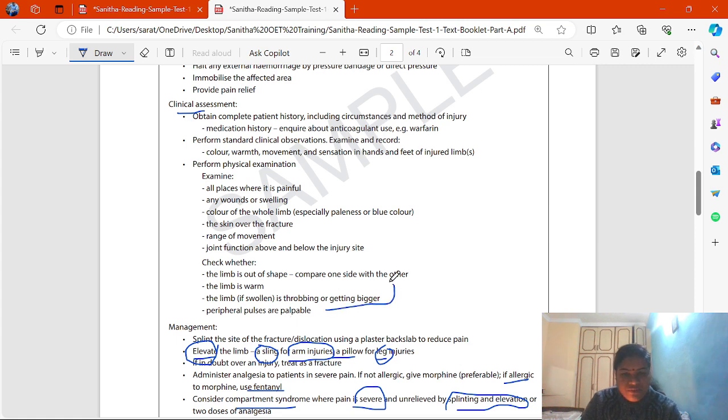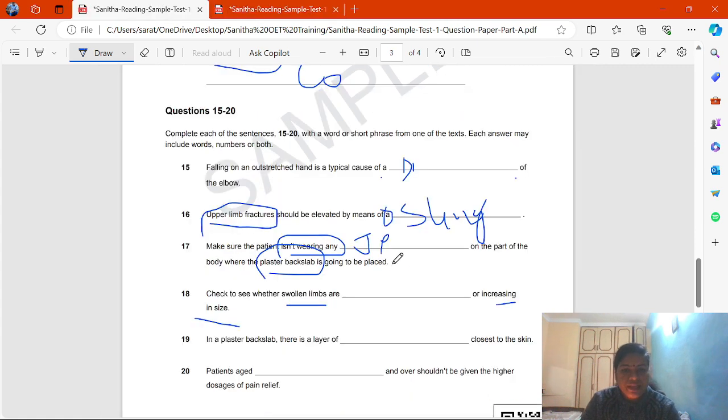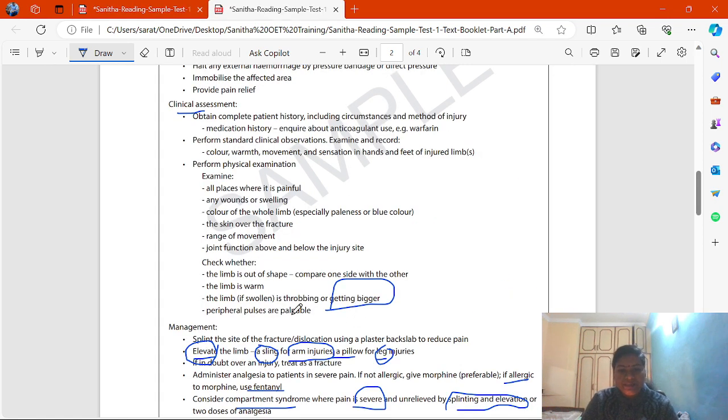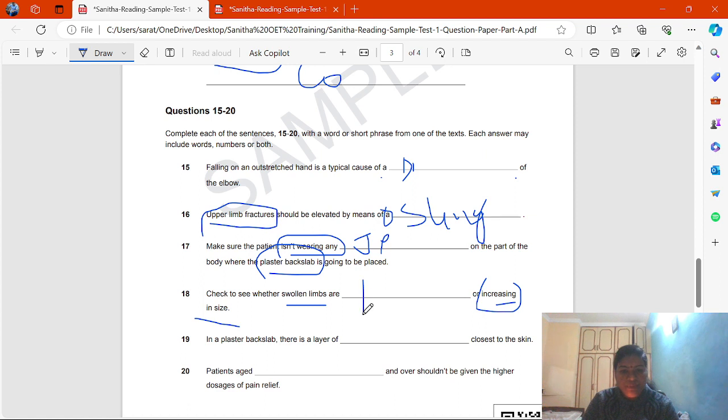See, we got one keyword: getting bigger. Swollen limbs are increasing in size. What is the other word they are using? The word is throbbing. Swollen limbs are throbbing. Then what is the answer here? Throbbing. Okay, got it? Throbbing.